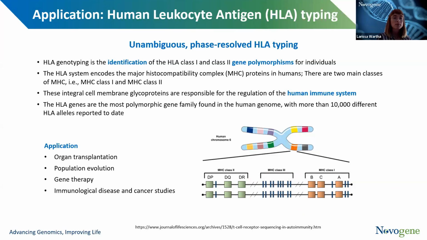And the HLA gene complex is located on a 3.6 Mb region within chromosome 6. The HLA genes are the most polymorphic gene family found in the human genome, with more than 10,000 different HLA alleles reported to date. These genes have been strongly implicated in transplant rejection, autoimmune disease, vaccine pharmacogenomics, cancer, and many others. Therefore, HLA genotyping is applied in organ transplantation, population evolution, as well as immunological disease and cancer studies.